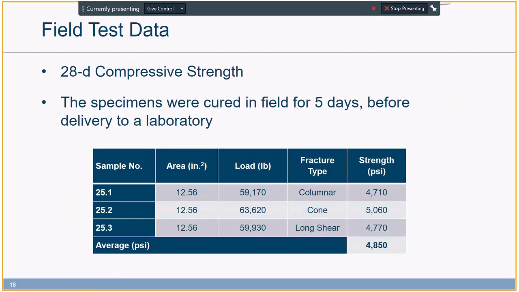Samples also were taken to monitor the hardened properties. Cylinders were cast during the construction and tested at 28 days to measure the compressive strength. As you can see, the compressive strength average was 4850 psi at 28 days. Samples were stored in the field for 5 days and then transported to the lab and moist cured up to the age of testing.